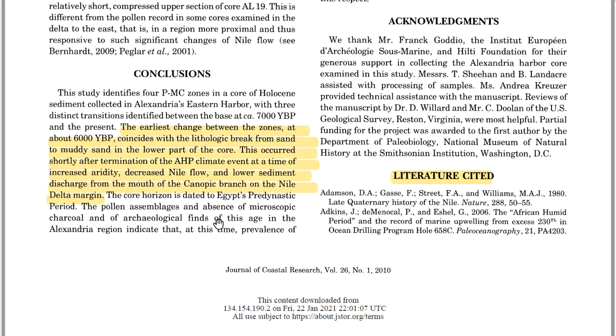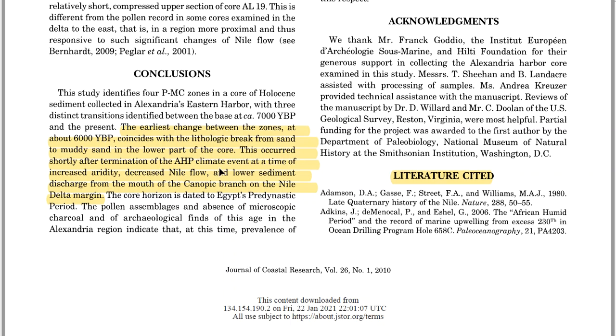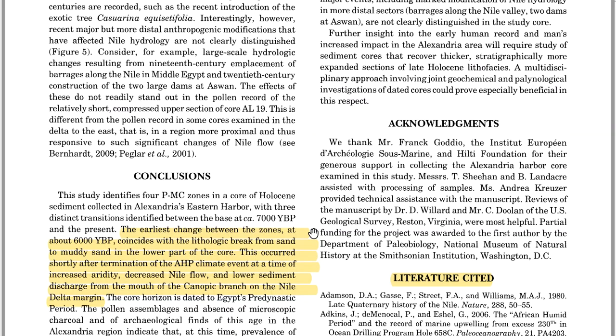Now, their conclusion. If you were just picking this article up, you should read the abstract, read a bit of the introduction, and go to the conclusion because it tells you what the article was about. So it tells you the earliest change in these zones according to pollen and charcoal is around 6,000 BP, so about 4,000 BC. And this occurs after you get a bit of drying. So you move out of the African humid period, you've got decreased Nile flow, and so on.